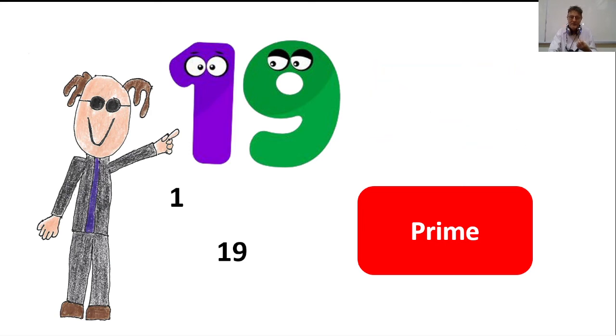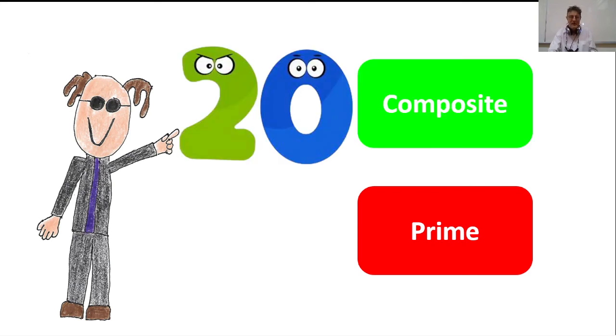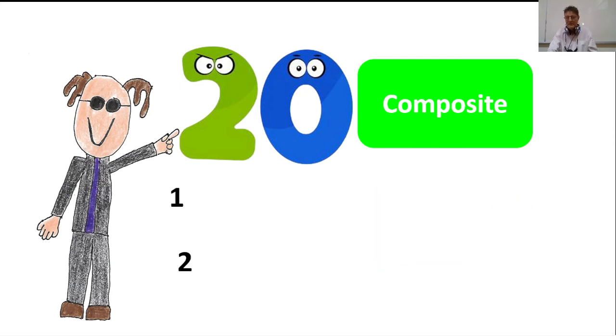Okay, and the last one, 20, composite or prime, easy peasy. 20 is an even number, and so is a composite number. It is also divisible by 4. 20 divided by 4 equals 5. 20 divided by 5 equals 4. And 20 divided by 10 equals 2. And 20 divided by 2 equals 10. And of course, it is divisible by itself.